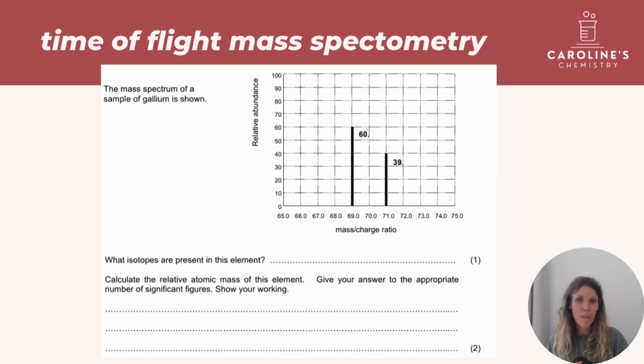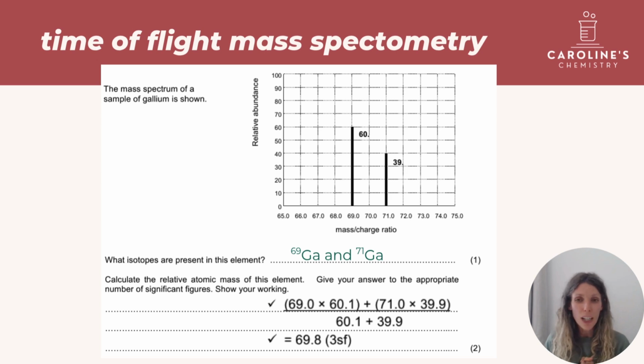Okay, here we have a mass spectrum. Now this is where a little bit of maths can start to creep in. So this question is asking you to calculate the relative atomic mass. Have a read, have a go, and then hit play when you're ready to have a look at the answers together.